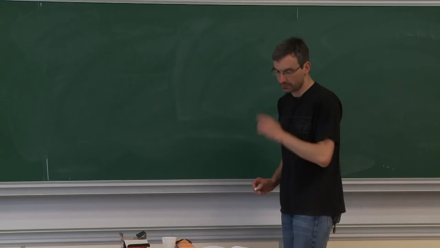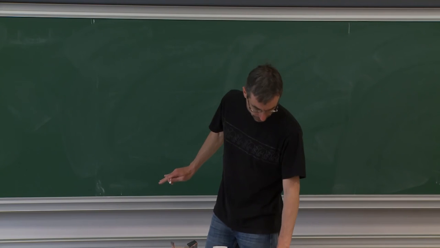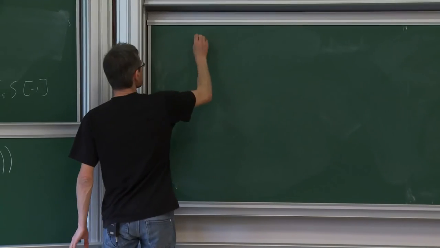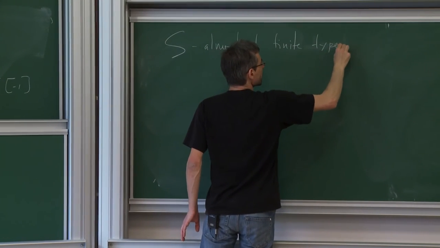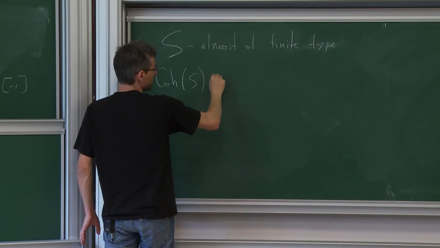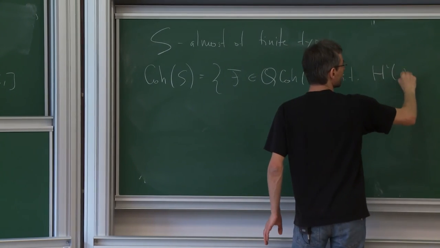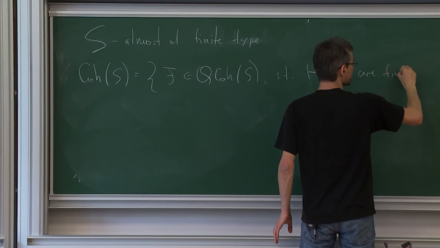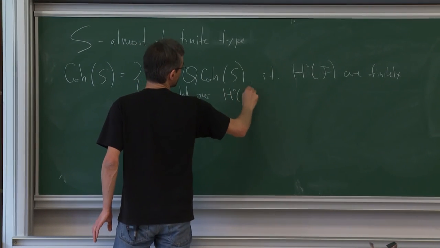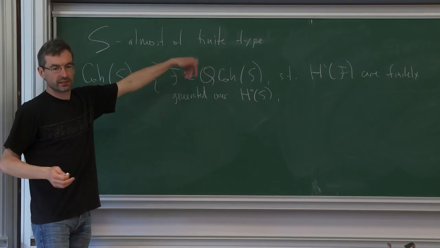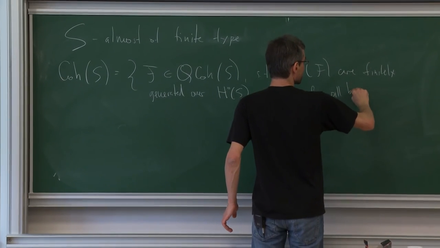Okay, so I now want to define singular support. So S is almost of finite type. And let me say what I mean by Coh(S): these are objects in QCoh(S) such that the individual cohomologies are finitely generated over H0 of S, and bounded, with finitely many non-zero cohomologies.